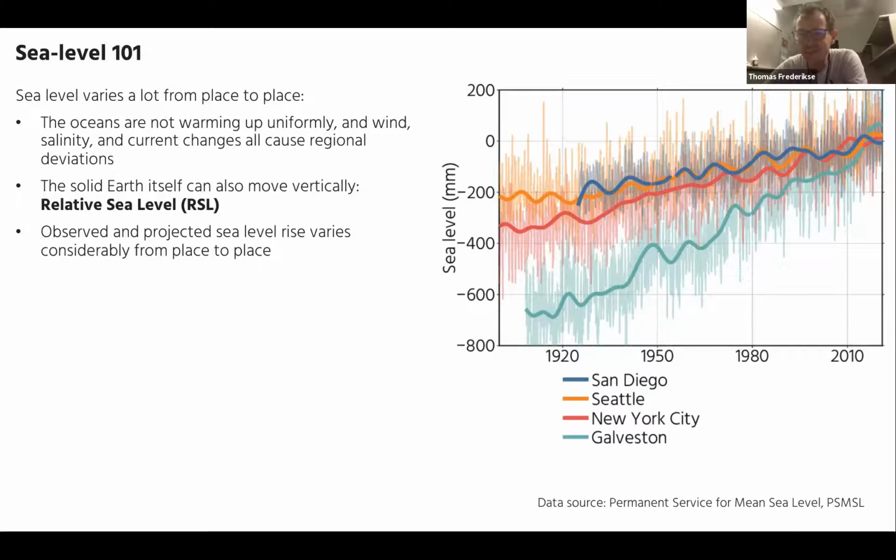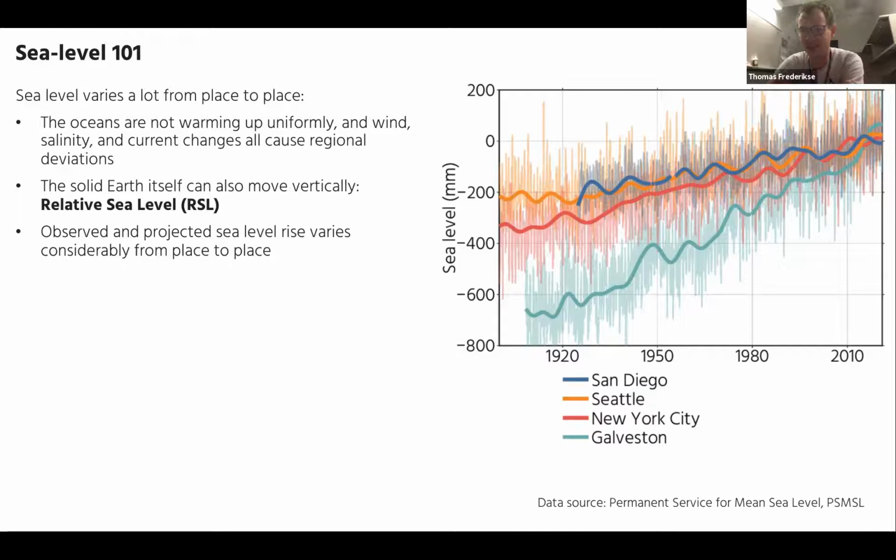So here on the right, you can see how that looks in practice. Here are four tide gauge records from the US: San Diego, which is close here, Seattle, New York City, and Galveston, that's close to Houston in Texas. And you can see, for example, that sea level in New York City and Galveston has risen much faster than here on the West Coast.